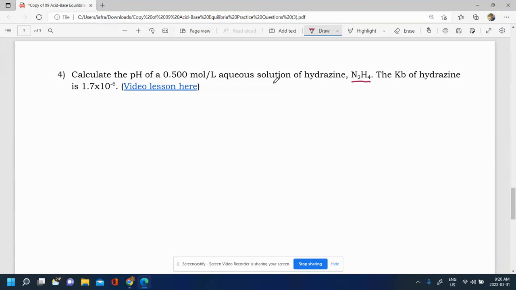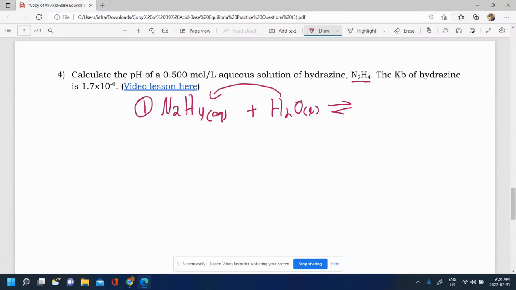So this is a weak base. We can't assume that 100% of it's going to dissociate. We have to write an equation for this weak base. So remember, according to our Bronsted-Lowry theory, when we're writing an equation for a weak base, the base will accept a proton from water. And also, since it's a weak base, we're going to have an equilibrium situation, so we should have our double arrows. So water will be giving hydrazine the H and will be N2H5 plus because we've received a proton. And then the water, since it lost an H, will be OH minus aq. So we have hydroxide ions there.